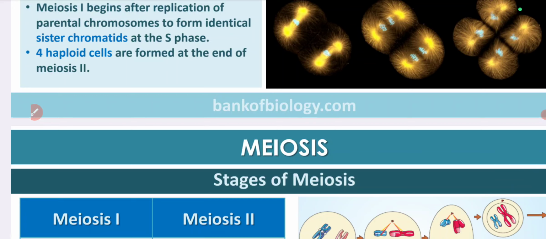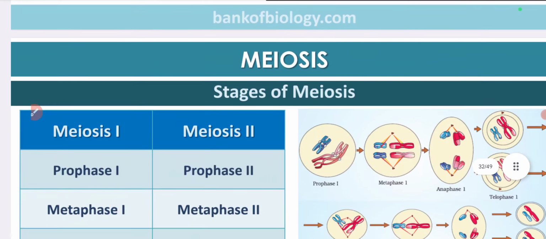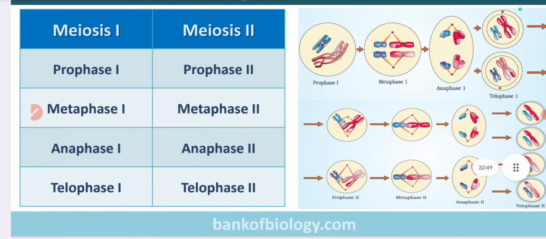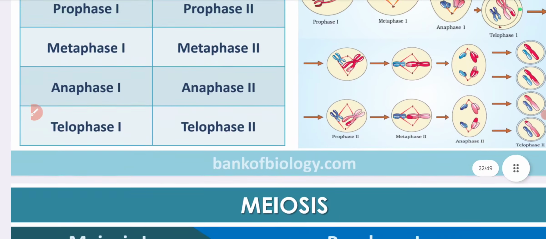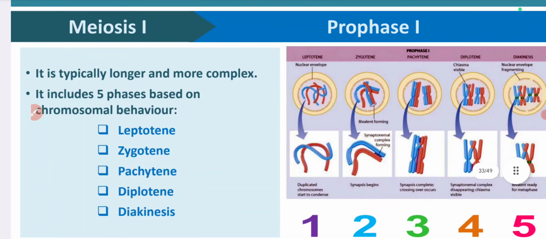So it is grouped under 2 different portions. Meiosis 1, which divides into prophase 1, metaphase 1, anaphase 1, telophase 1, and meiosis 2 includes 4 stages: prophase 2, metaphase 2, anaphase 2, telophase 2. First of all, meiosis 1, prophase 1.